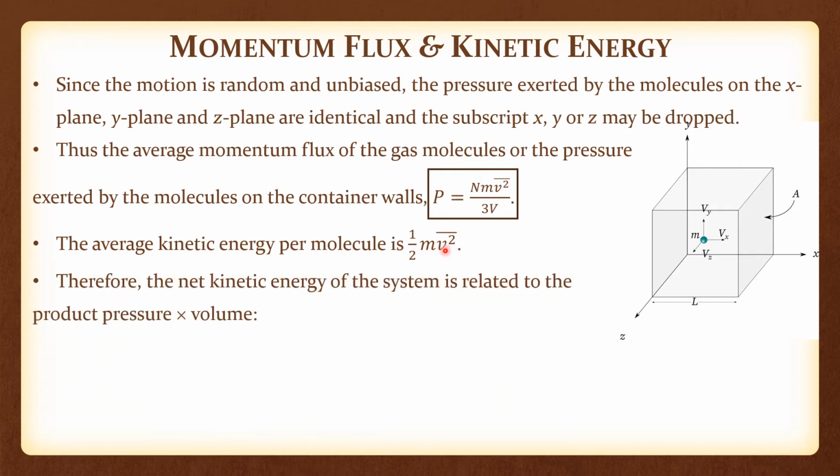The average kinetic energy is, of course, half into m into v square bar. So you see that the net kinetic energy of the system is related to the product of pressure and volume. This is an important conclusion. PV is given by nm v square bar by 3, which is 2/3 of the kinetic energy, 2/3 of half m v square bar, right? This is an important conclusion.